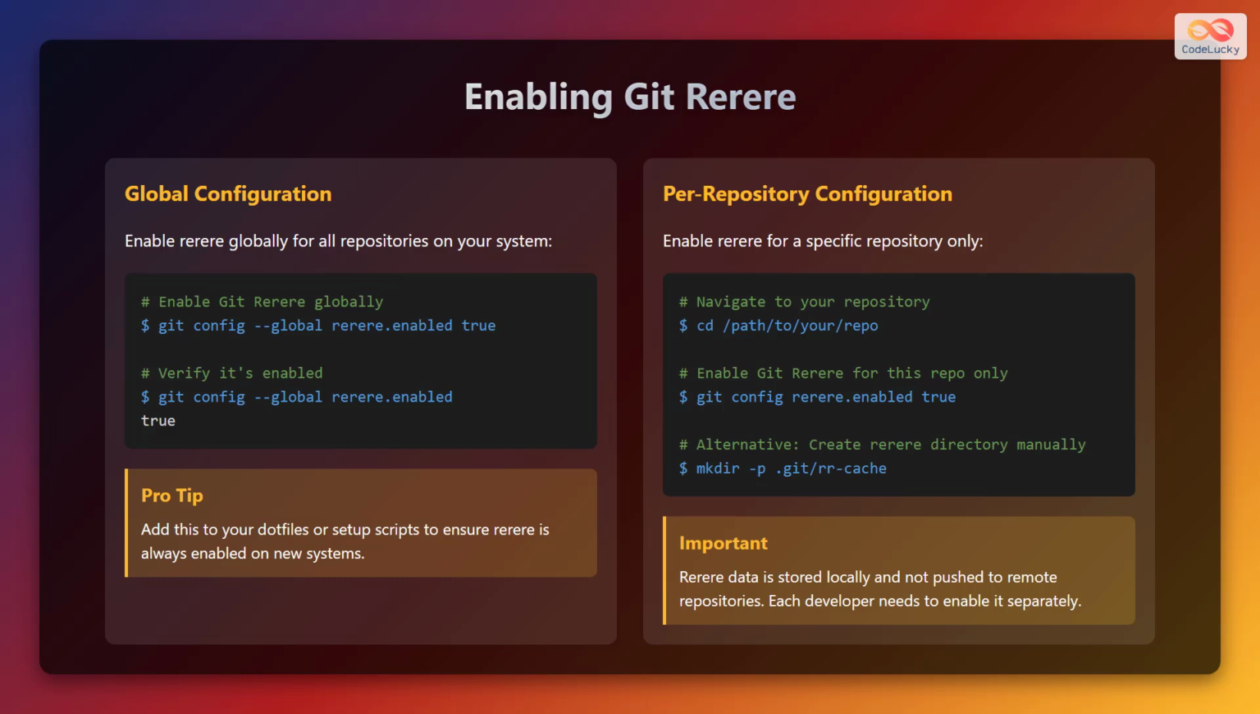Alternatively, you can create the rr-cache directory manually. Rerere data is stored locally and not pushed to remote repositories. Each developer needs to enable it separately.